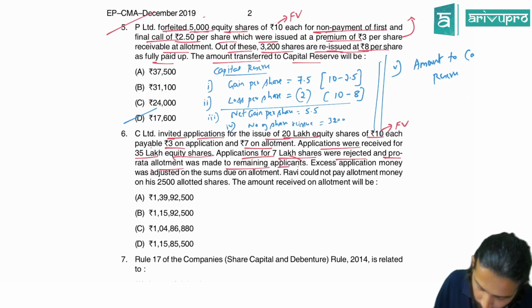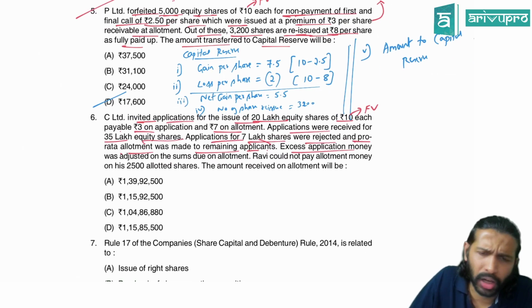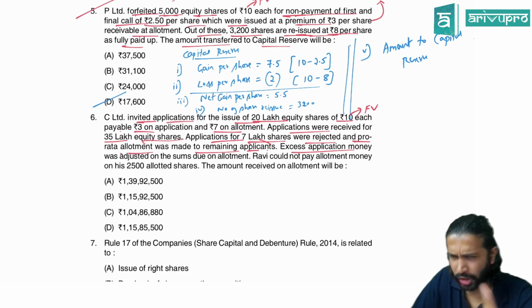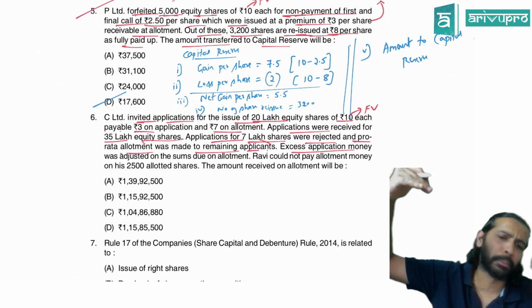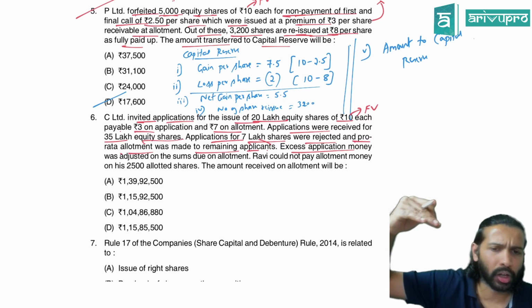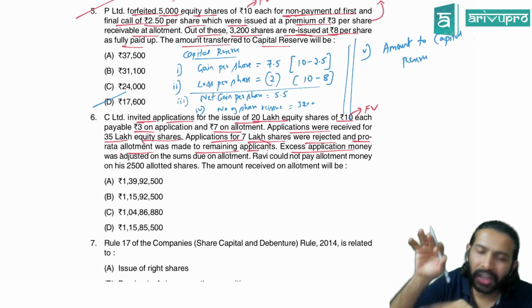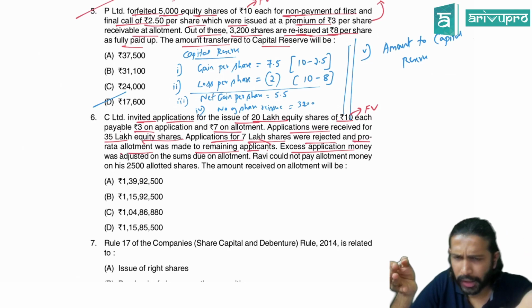Let's see what they're asking. X is application money. If you're doing pro rata allotment, there will be extra money because shareholders would have applied for many shares and got allotted fewer shares. So that excess money, whenever the company does pro rata allotment, will the company refund it? No. They're going to keep it with themselves and adjust it next, after application, at allotment.